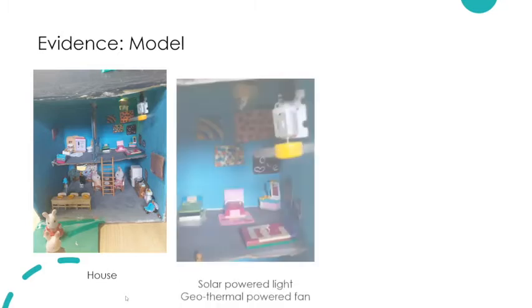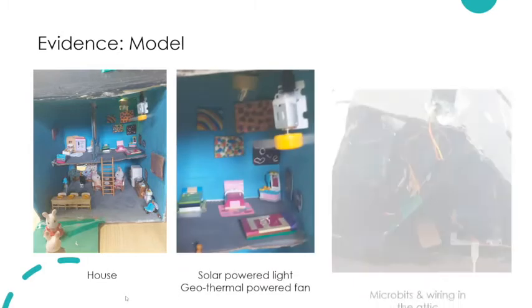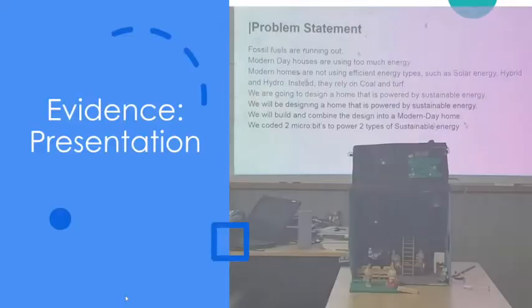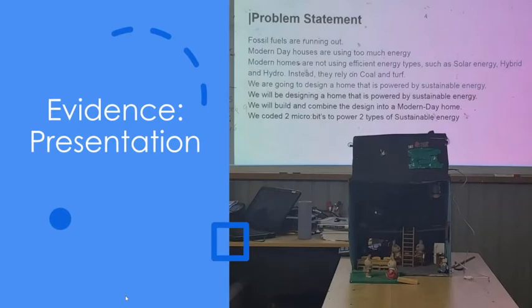Here's some evidence of the model. This is the house with a solar powered light and a geothermal fan. And they have put the micro bits and the wiring in the attic of the house. Evidence of their presentation with the problem statement.